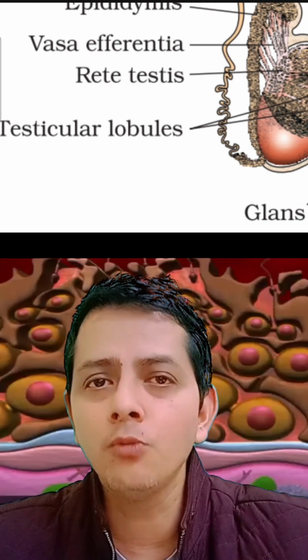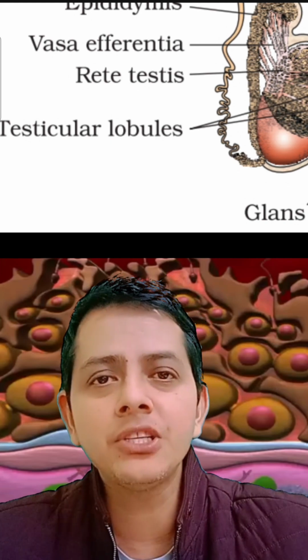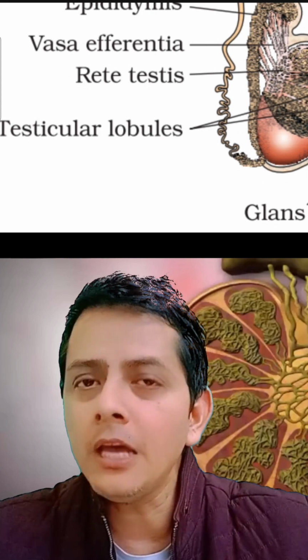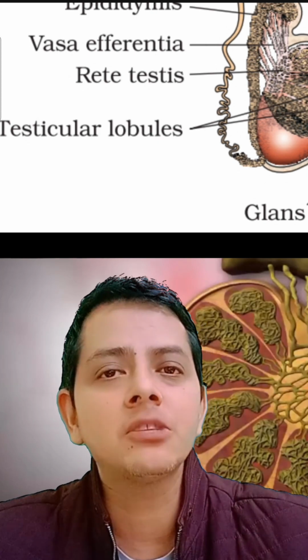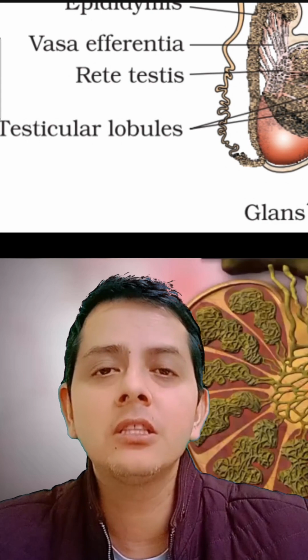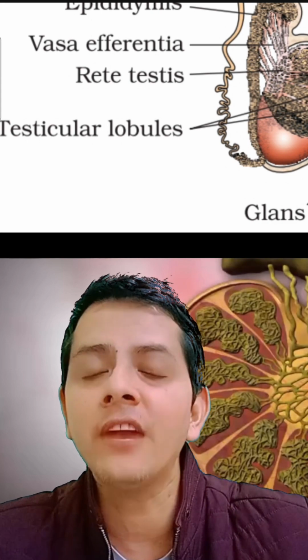Epididymis is the longest tube over there. It is about 6 meters in length. In the epididymis, the sperms get mature. From the epididymis, the tube comes out as the vas deferens.